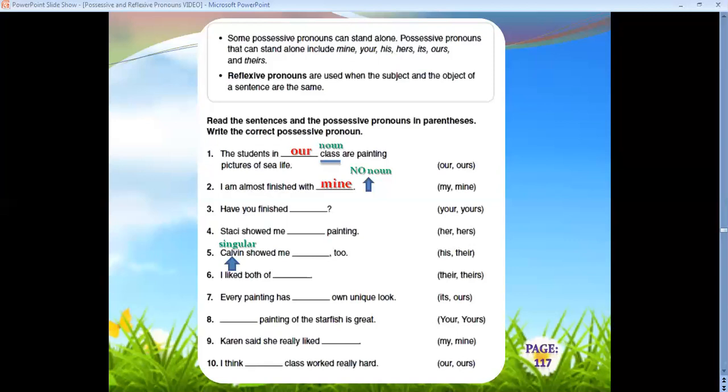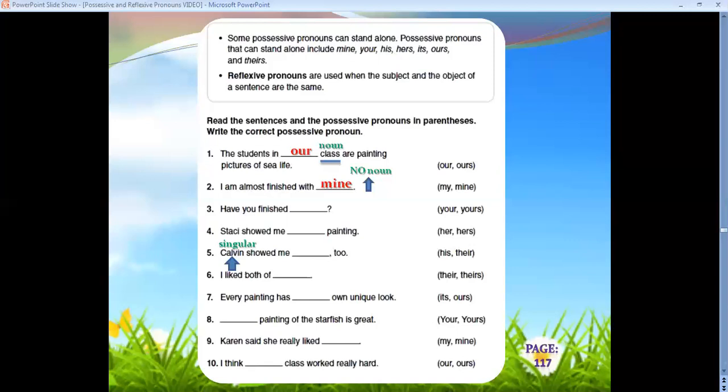Okay. Your painting of the starfish is great. Of course, because I have painting, I have a noun. I have to use a possessive adjective. 9. Karen said she really liked my or mine. Do I have a noun? So I have to use a possessive pronoun, which is mine. Karen said she really liked mine.